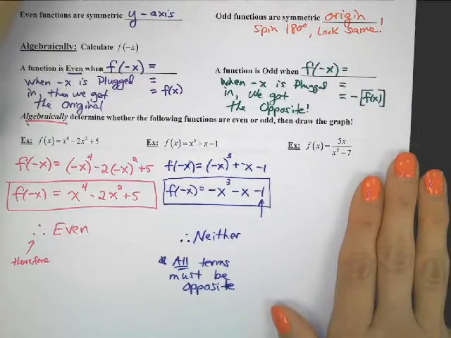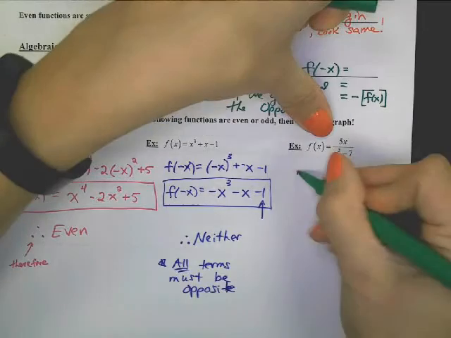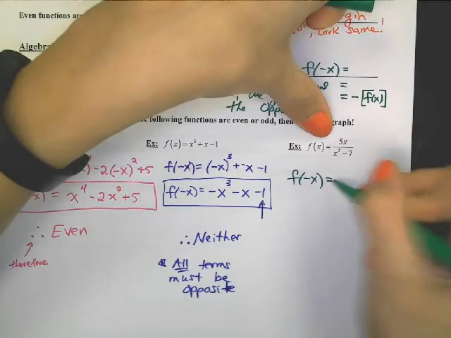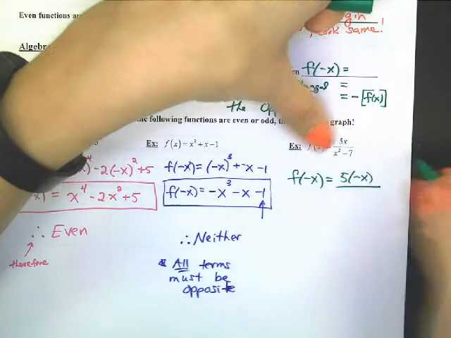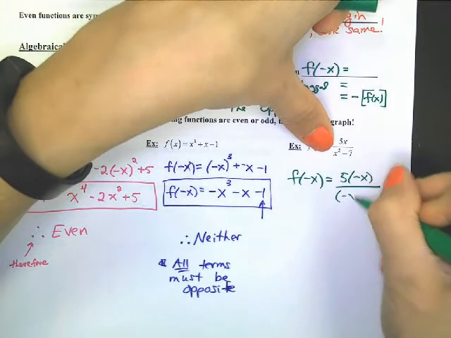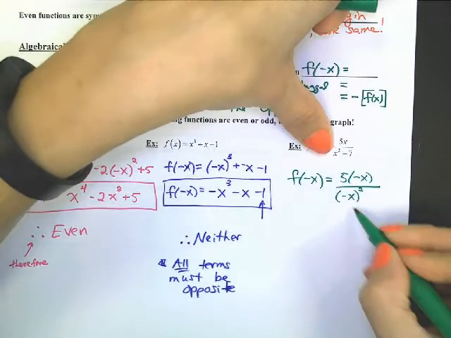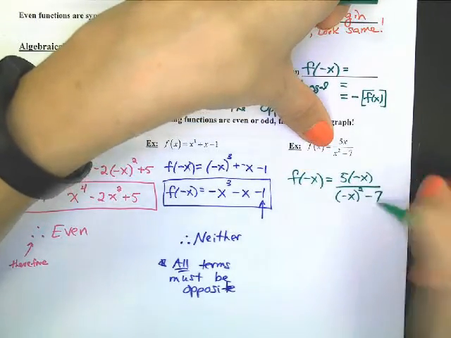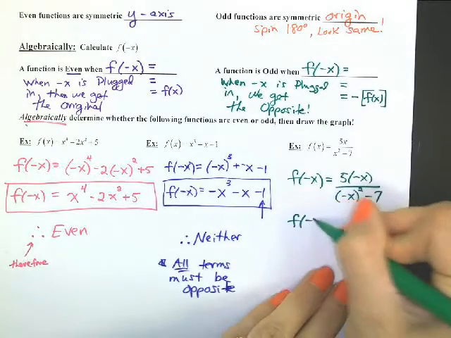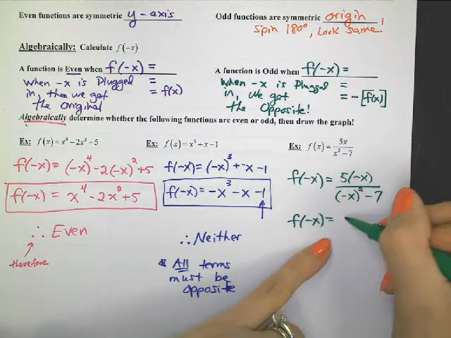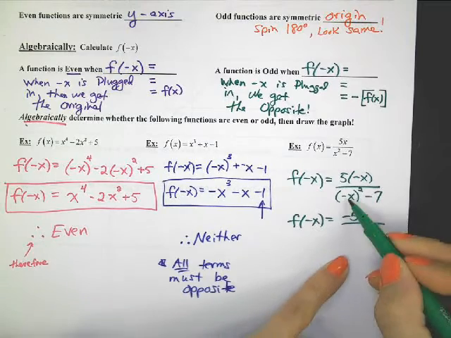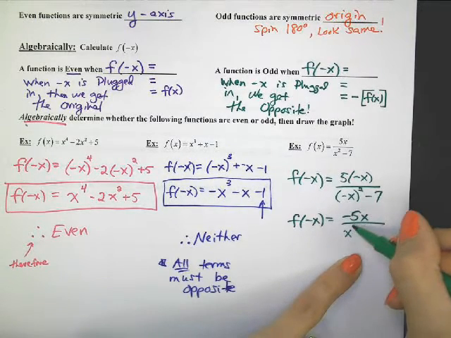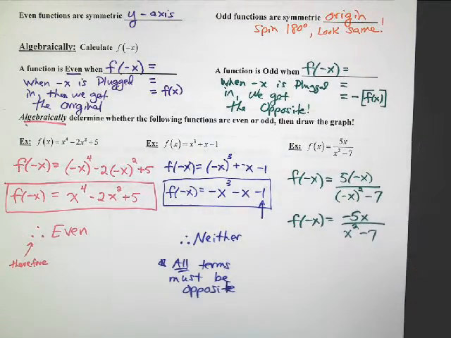This one's interesting because it's a fraction. So I'm going to calculate f of negative x. That's 5 times the negative x. In the denominator, make sure you use parentheses. If you don't, it's technically not correct because the negative and the x have to get squared. Okay, so f of negative x, what do we get here? I got negative 5x in the numerator. Negative times negative is positive x squared minus 7.